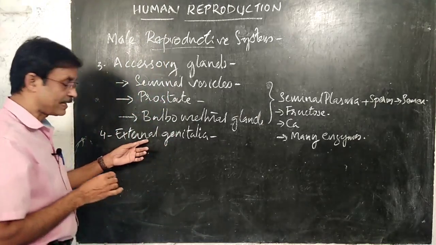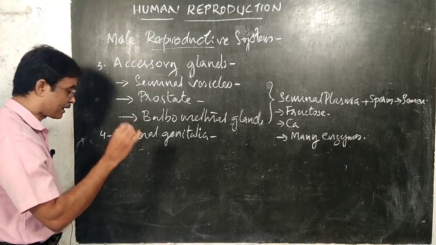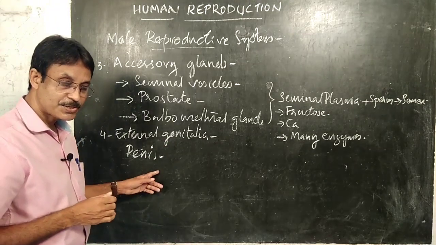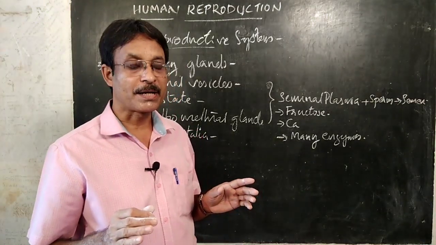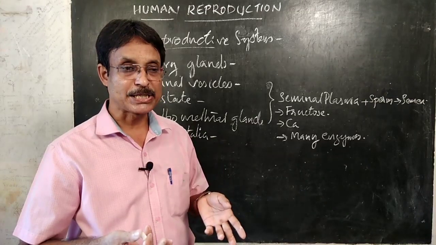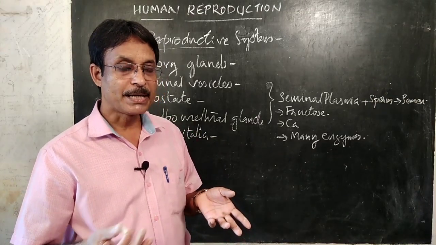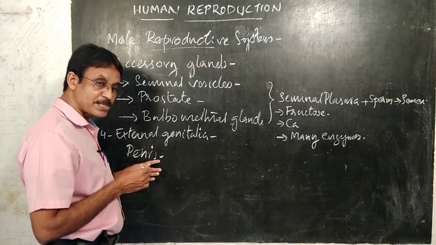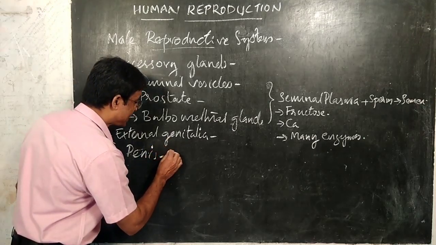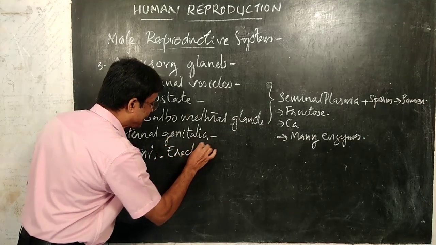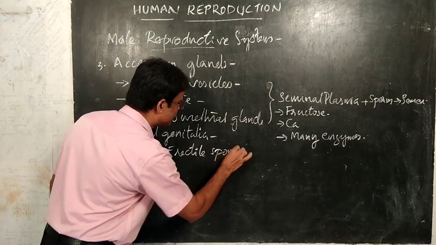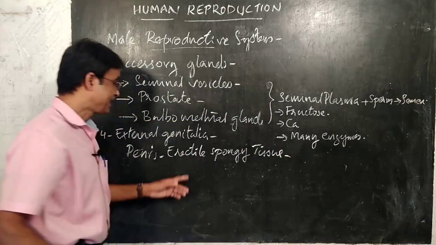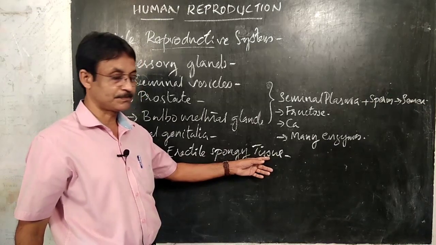The external genitalia in human male is only one organ, and it is the penis. Penis is the copulatory organ, the organ which helps insemination or transferring the semen into the body of the female, that is penis. And it is formed of a special tissue, a special erectile spongy tissue.